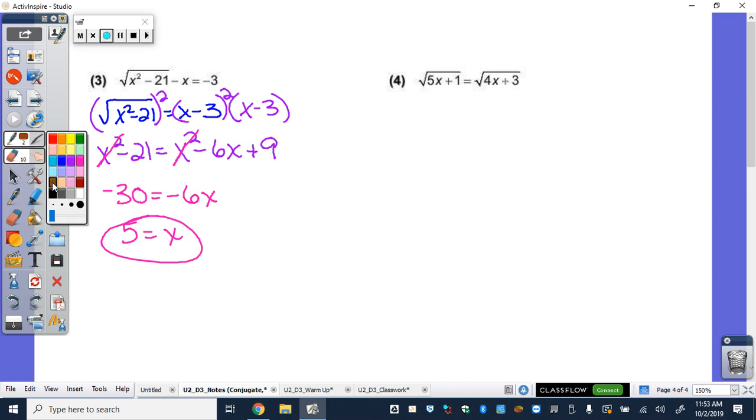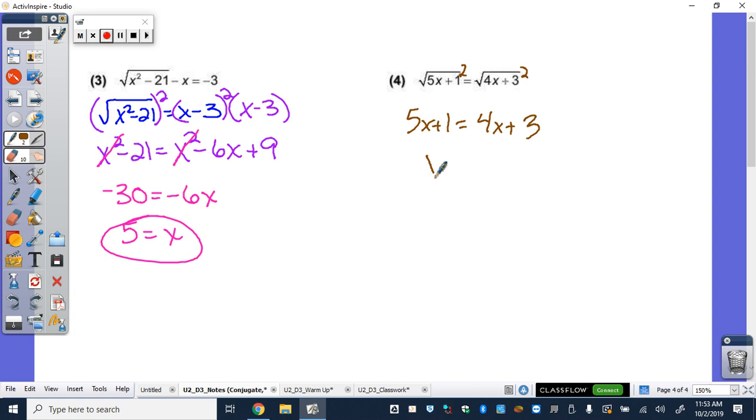All right, number 4. This one has 2 radicals, but the 2 radicals are already isolated, so what should we just do? Square them. So 5x plus 1 equals 4x plus 3. Subtract my 4x, subtract my 1, and we should get x equals 2. Does that work? Let's see here.